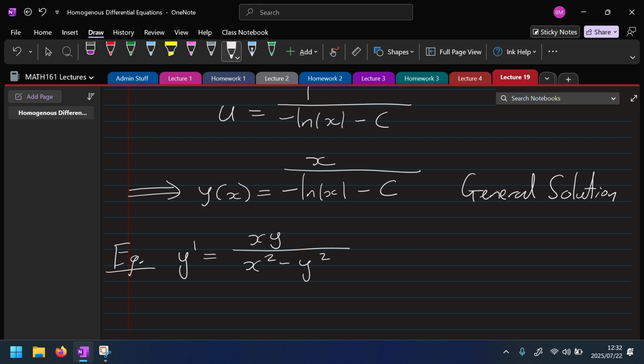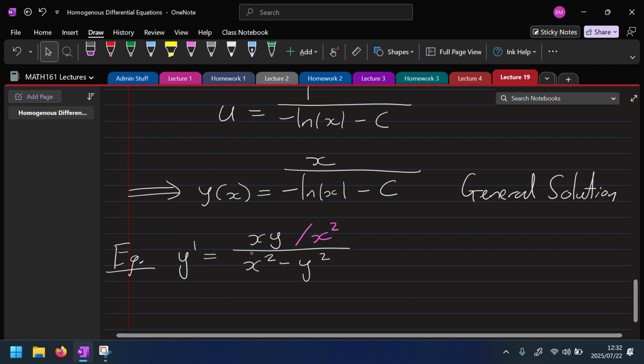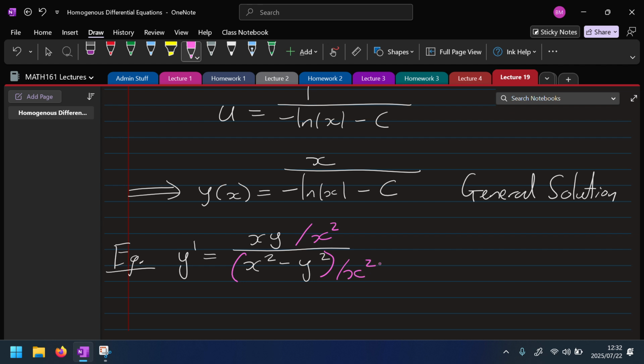So the next thing is trying to see if we can make it look like something with y over x. So in this case, it's not. We've got x times y in the top and x squared minus y squared in the bottom. So it's not something with y over x. So what we can do is take the top and divide it by x squared, and then take the whole bottom part and divide it by x squared, so that this y squared divided by the x squared gives that y over x all squared that we need. Okay, so that's going to try to help.